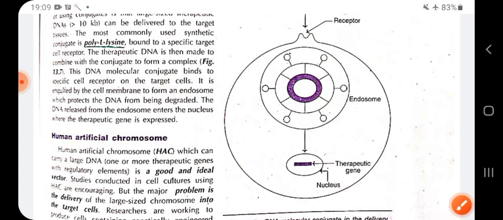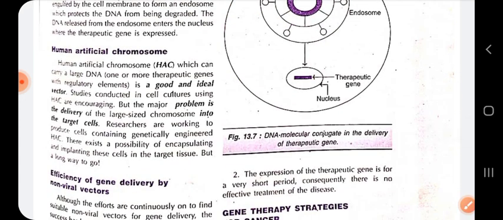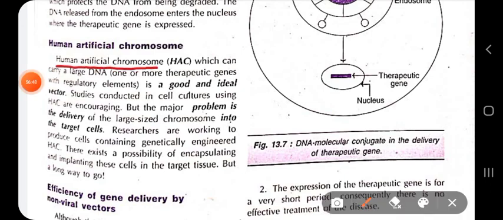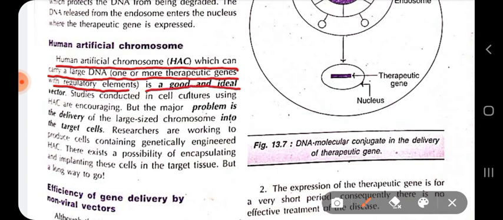Well, we can also use human artificial chromosome for in vivo gene therapy. I have already discussed that the human artificial chromosome is a small mini chromosome which is prepared artificially by assembling. Actually, it is just like an assemblage from other chromosomes. We are making a mini chromosome or micro chromosome. It is saying here that the human artificial chromosome, or HAC, can carry large DNA, one or more therapeutic genes along with some regulatory elements. It is a good and ideal vector.